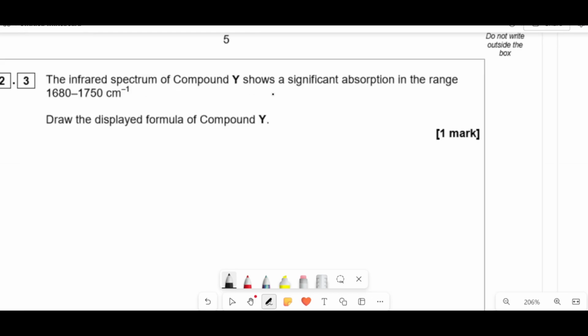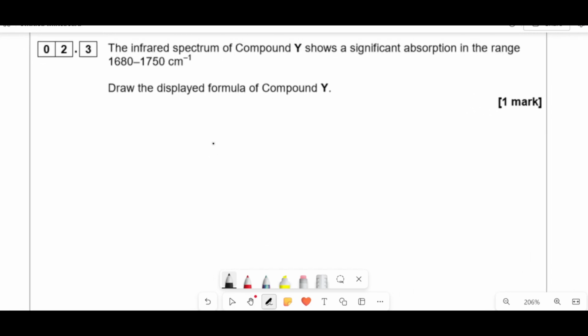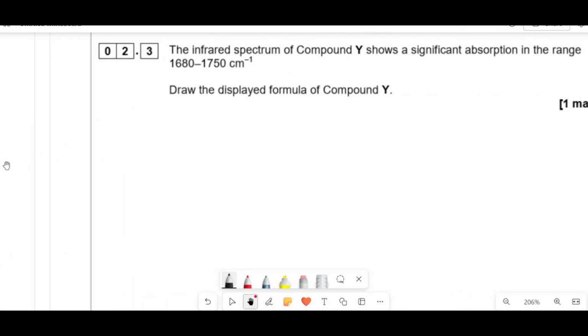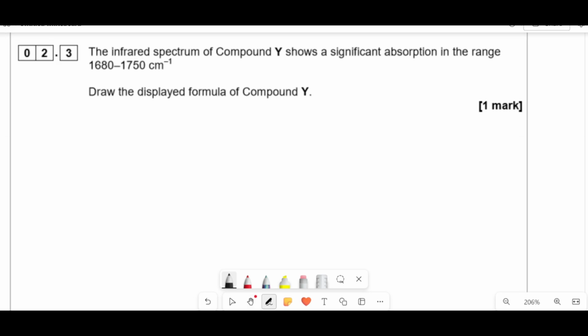The infrared spectrum of compound Y shows a significant absorption in the range of this. Draw the displayed formula of compound Y. So if we have a look at compound Y, we've got C4H6O2, right? So I initially was like, oh, it could be a carboxylic acid. Now it's changing because I now know what its IR spectrum is, and I'm no longer thinking that. Instead, what I'm thinking of is that this peak is just C double bond O, but it's not told you anything about an O and an H. So in this case, there's no OHs in this. It's got to be something with 2 C double bond O's in it.